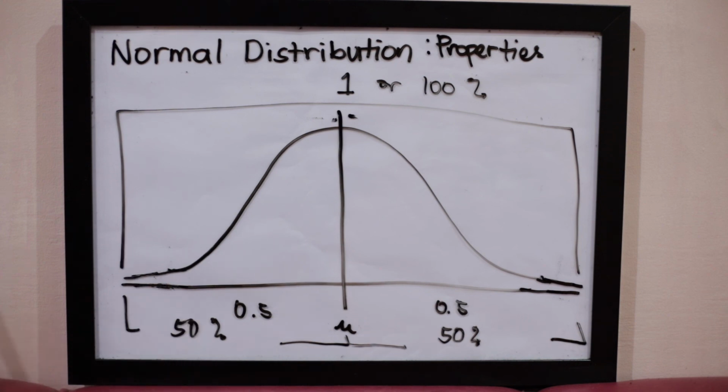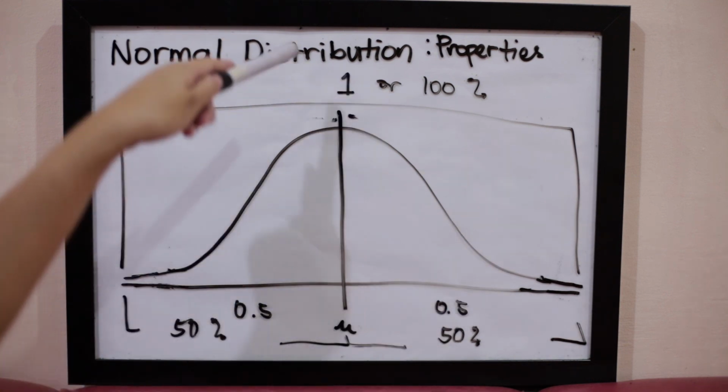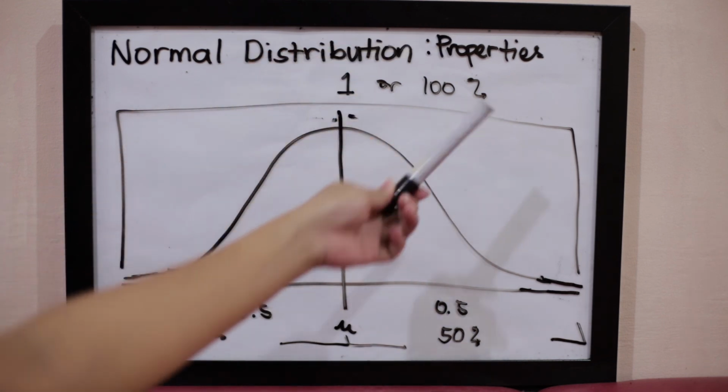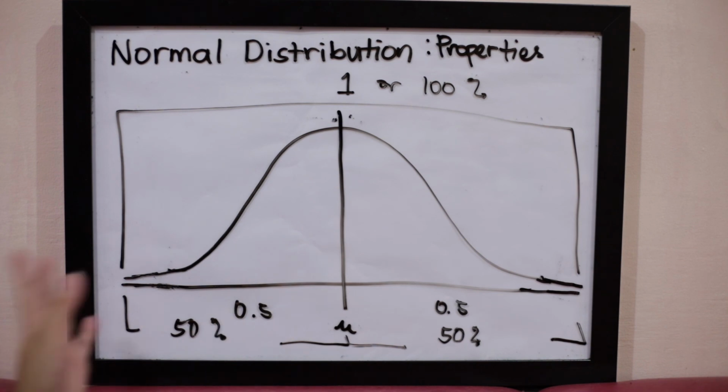So, again, numerically speaking, the whole normal distribution curve is equivalent to 1 or 100%, and obviously half of it, whether on the right side or on the left side, is equal to 50% or 0.5.